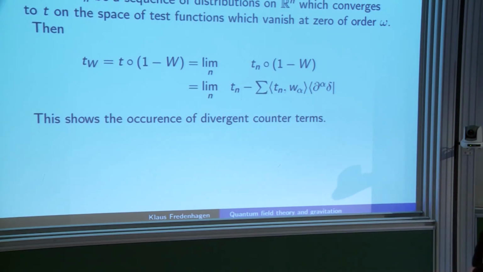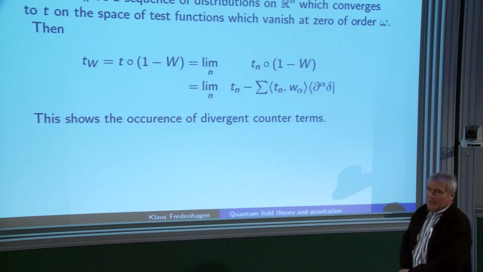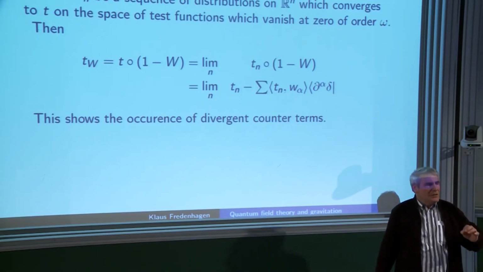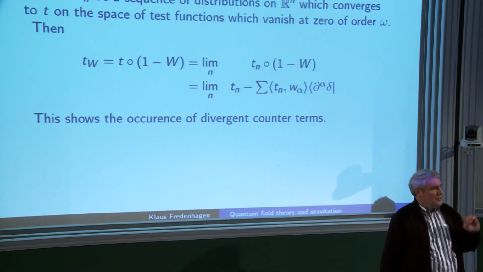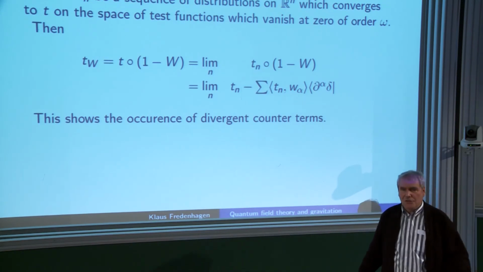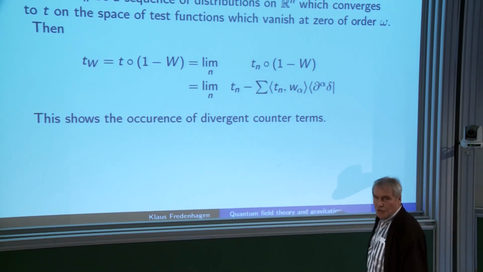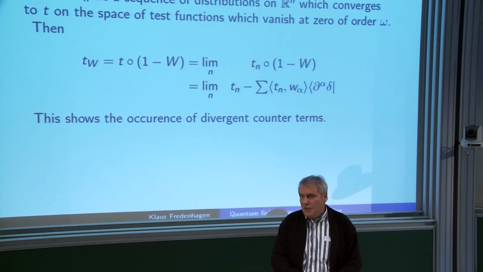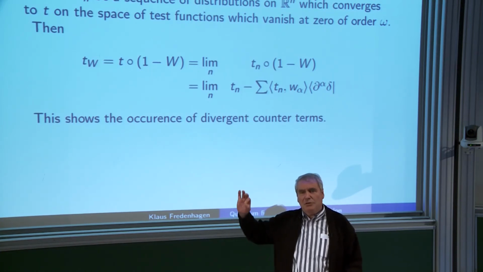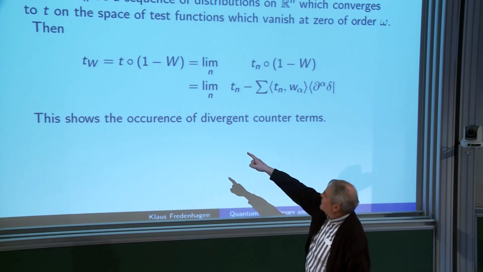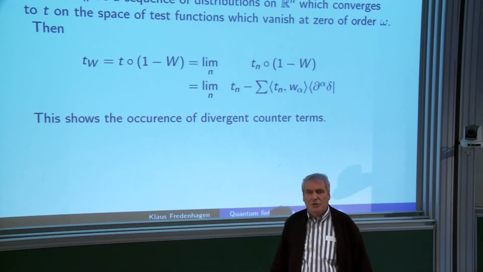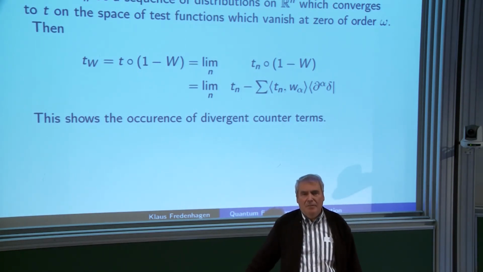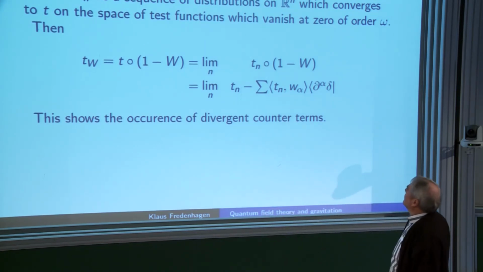And what we see is that we can construct this distribution as a limit of T_n, where we subtract certain divergent multiples of the delta function or its derivatives. This shows how divergent counterterms occur in this formalism. It's just because you have this projection, but you cannot split it for T itself, but only for the approximating sequence T_n. So I guess there are two n's on your slide with different meanings.